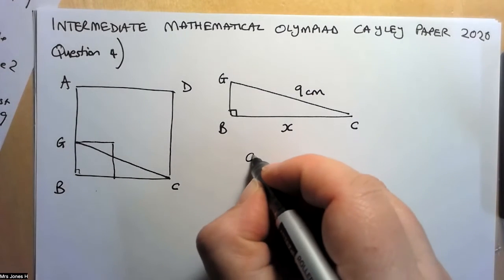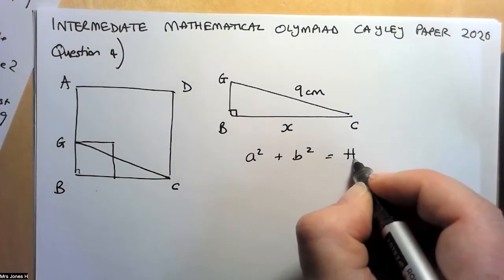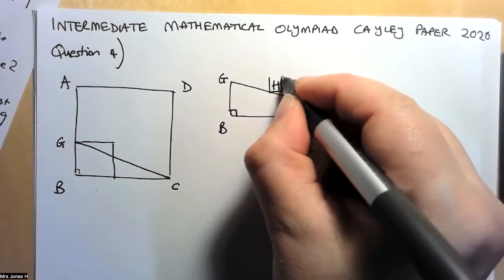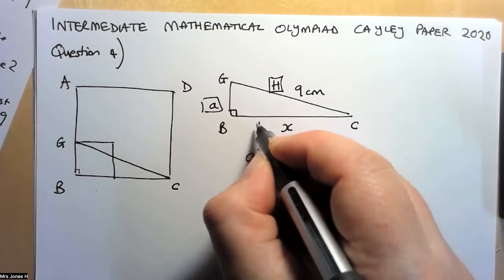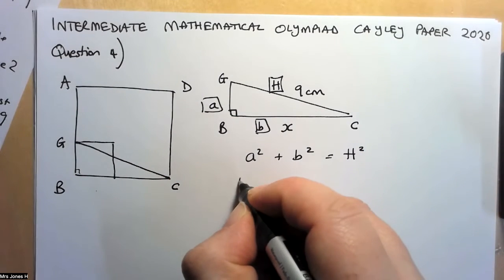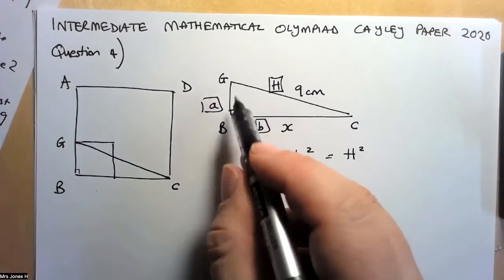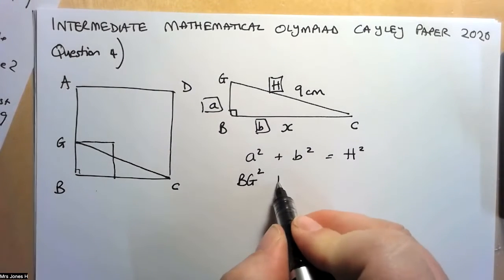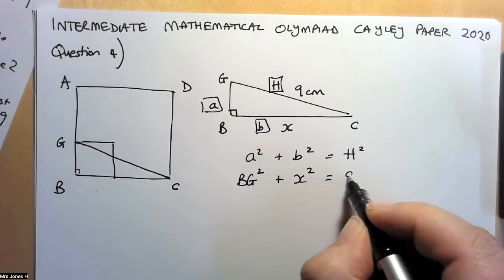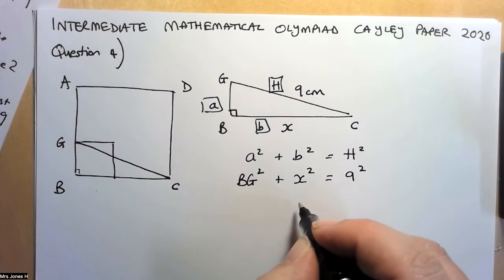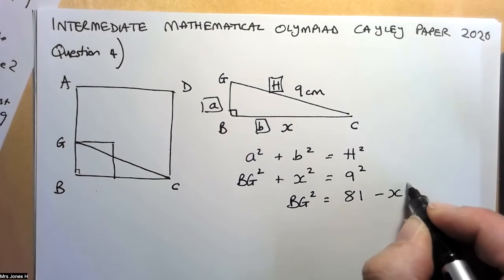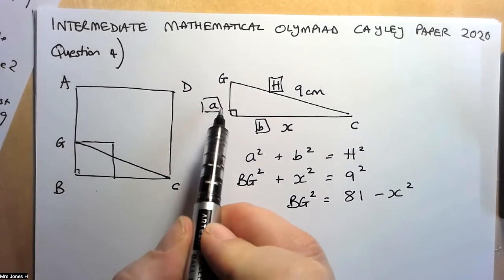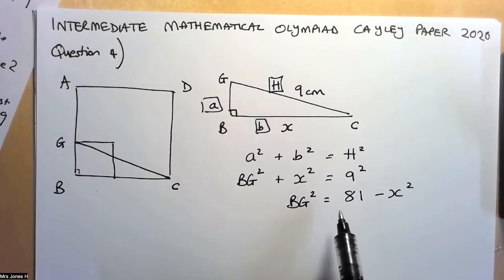So using Pythagoras, now I like to use an h squared because this is my hypotenuse. I'm going to call this BG squared. It's this length here, this length here. So BG squared is going to be 81 subtract x squared. That's the length of here squared. We can square root it, but we don't actually need to.